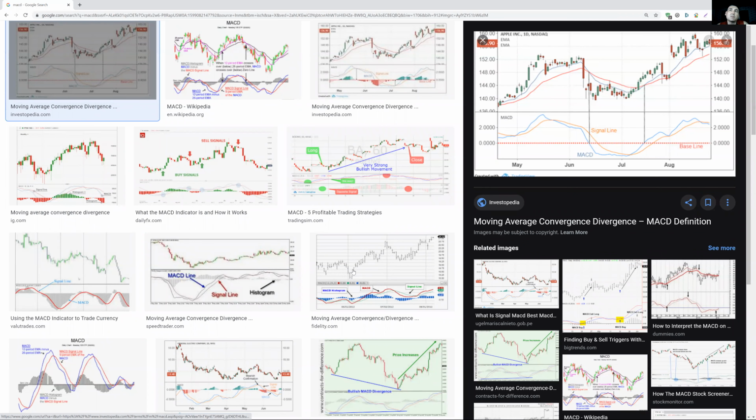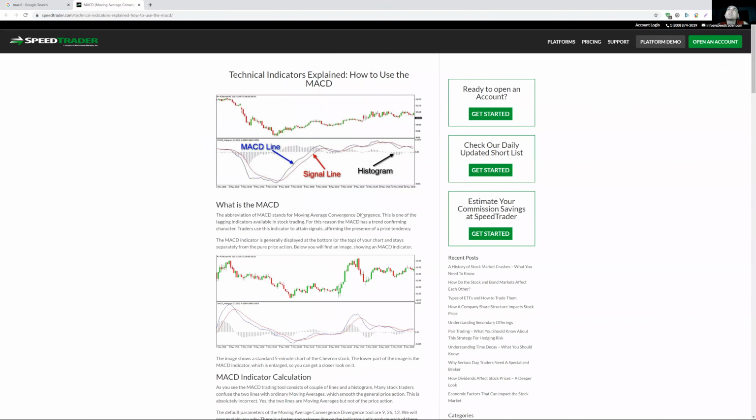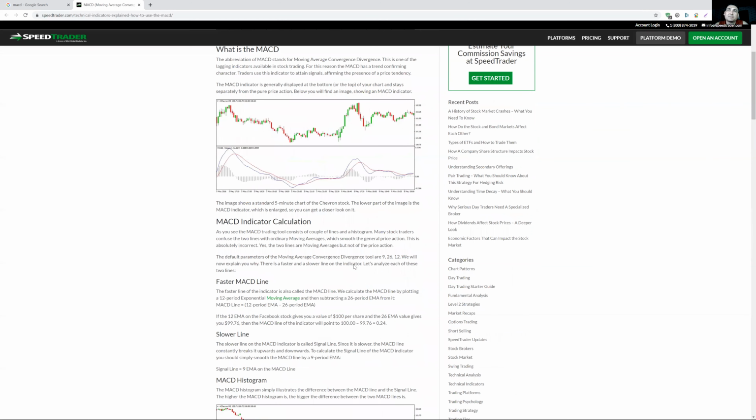Let's take a look at some others. This is Speed Trader, technical indicators explaining how to use MACD. Right here, you see the crossover. See this blue over, I guess, pink, the signal line, moving up. The divergence, we're getting higher and higher on that. And on this one we had a move down. Look at that move, all the way down. We start to cross up right there.